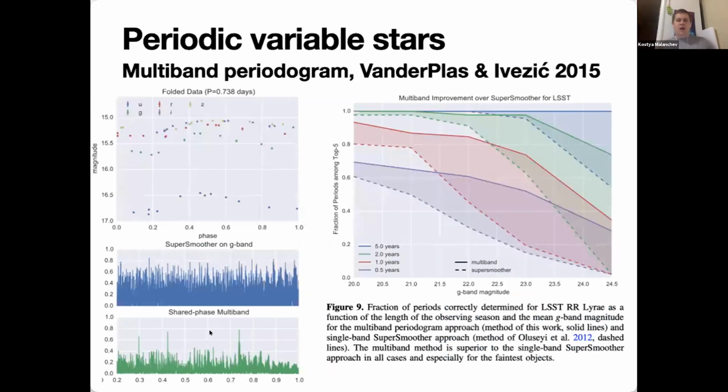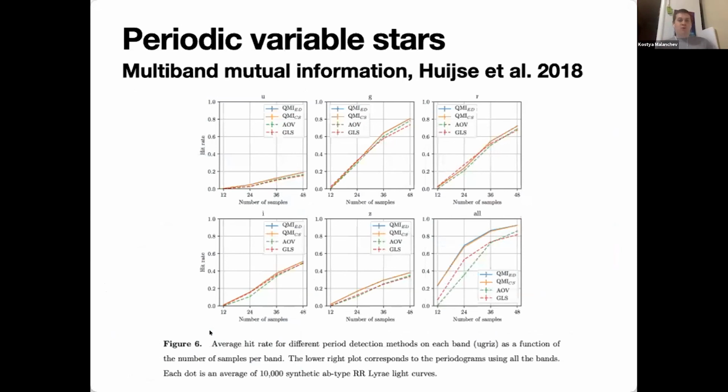Next, I would skip it because the multiband periodogram was described well by Eric in the first talk. But I would mention that a non-parametric multi-passband periodogram can be useful too, and probably we could consider such an opportunity. Maybe it would work better than the multi-passband Lomb-Scargle. Not sure, but this paper showed this.